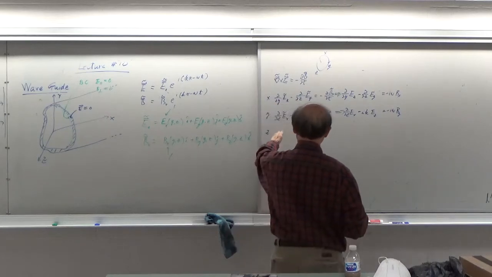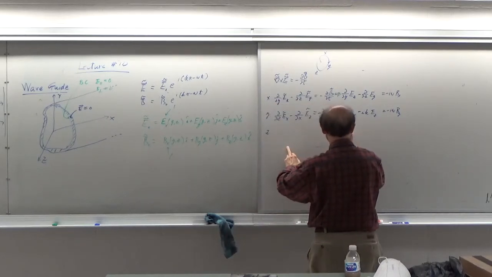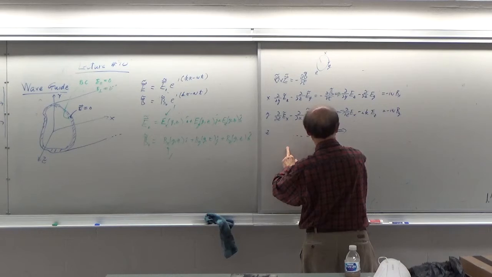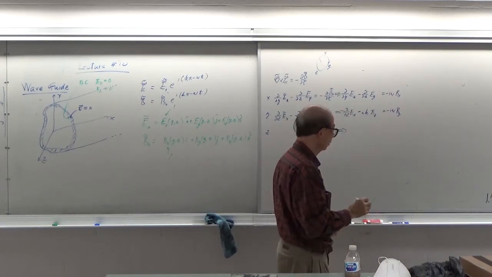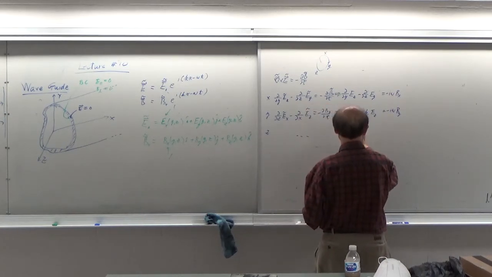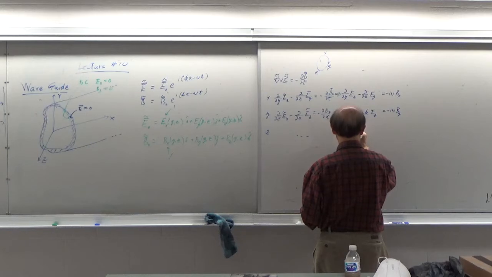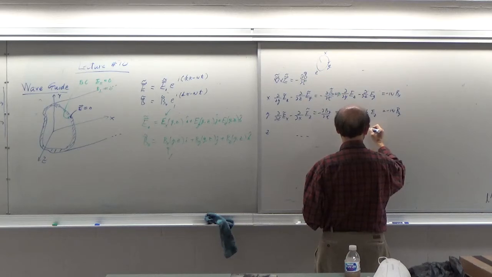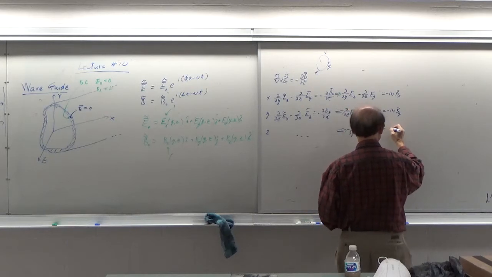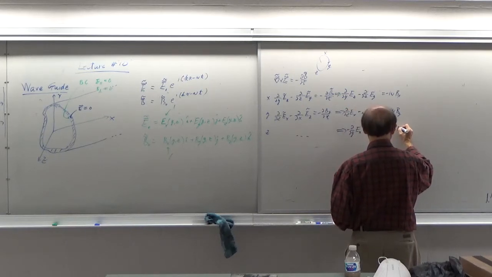Similarly, you can do the same thing for y. I leave the exercise for you to show that. This gives rise to minus del by del y, Ex, plus i k Ey is equal to minus i omega Bz.